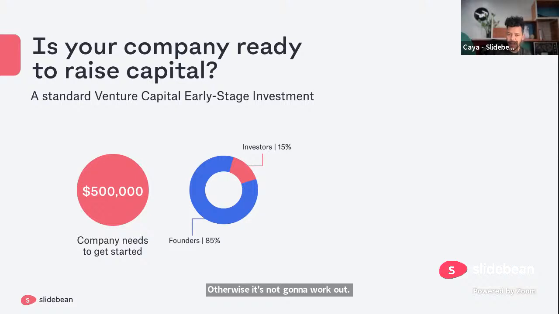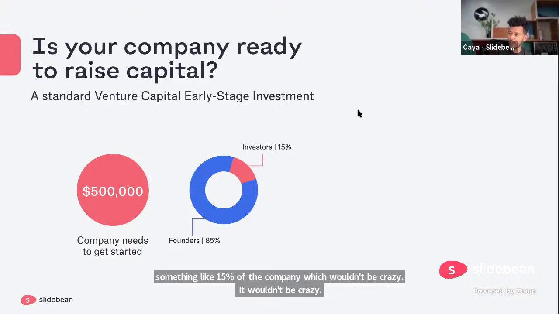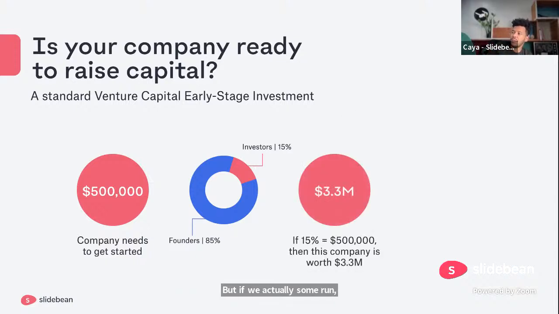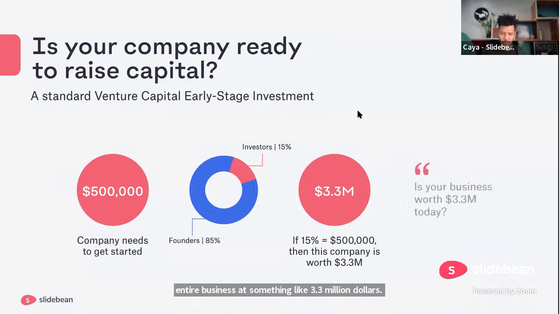So let's say you're raising $500,000, and because you've read this somewhere and you've seen other startup valuations, you're thinking that you're going to give these investors something like 15% of the company, which wouldn't be crazy. But if we actually run some math on that, if 15% of the company is $500,000, you're essentially valuing the entire business at something like $3.3 million. And that begs a question, which is, well, is your company worth $3.3 million?